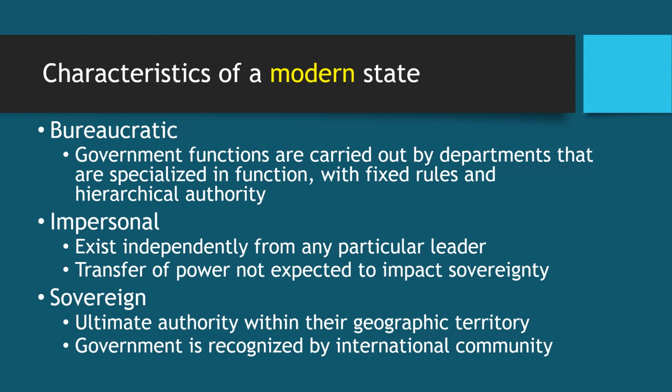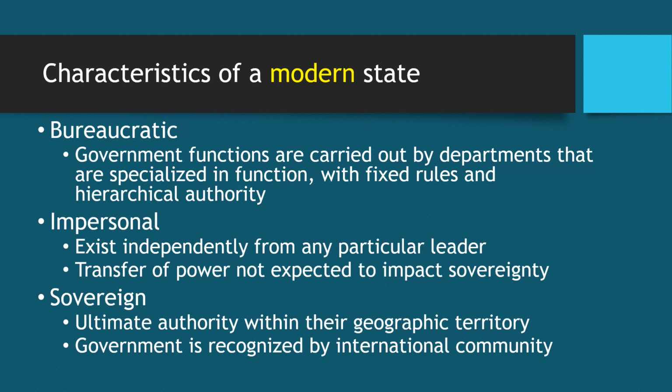So he says modern states are bureaucratic. In other words, the functions of government, things like defense and taxation, are carried out by specialized departments that have fixed rules and hierarchical authority. It's not just the dictator's cousin-in-law who goes around collecting taxes. There's actually a government agency with rules and special functions designed to collect taxes or pay the government's bills or run the military or the police force or something like that.